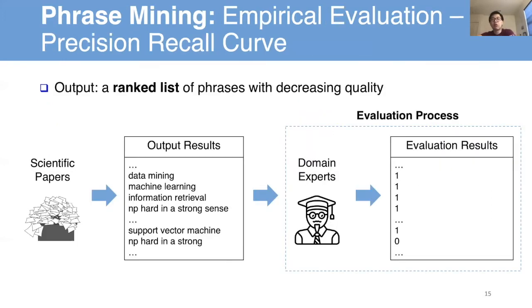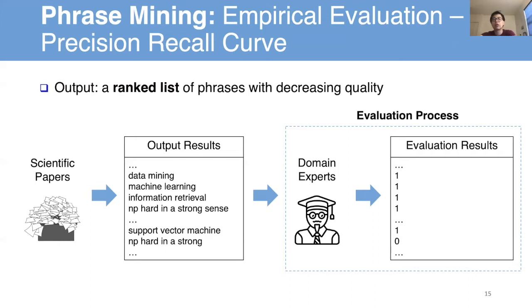So our evaluation looks like this. Our output is a ranked list of the phrases with decreasing quality. So we are going to get annotations from a human expert for these phrases, saying 1 for high-quality phrases and 0 for low-quality phrases. For example, NP hard in a strong sense will be annotated as 1, and NP hard in a strong will be annotated as 0.